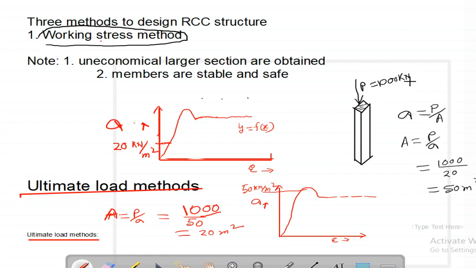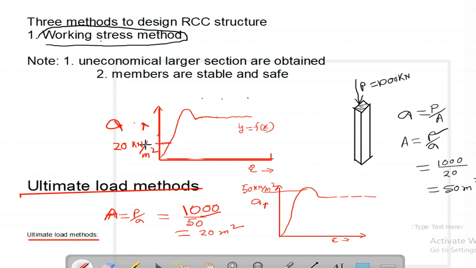So the column comes from the slab or from the structures, 1000 kilonewton on a particular beam. So as we know, stress is nothing but external load divided by area. So area is nothing but external load divided by sigma, where external load is 1000.